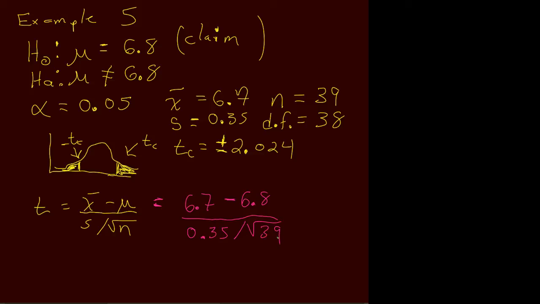Now, where did I put my calculator? I was fighting with this thing earlier. All right, so parenthesis 6.7 minus 6.8 parenthesis divided by parenthesis 0.35 divided by second square root 39. Close out my parentheses. And I get a negative 1.784285142, or approximately negative 1.784.